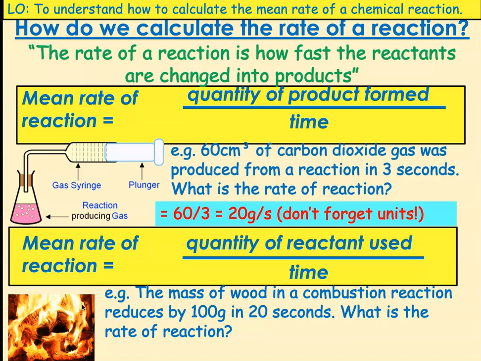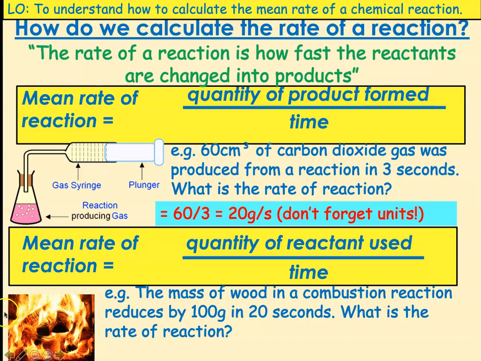Now, another way that we can calculate the rate of reaction is by how much we're using up the reactant. So how quickly does the reactant disappear? We need to time it. So the equation is the quantity of reactant used over the time it takes to use it. So for an example, the mass of wood in a combustion reaction reduces by 100 grams. The mass of wood is a reactant. It takes 20 seconds. What is the rate of reaction?